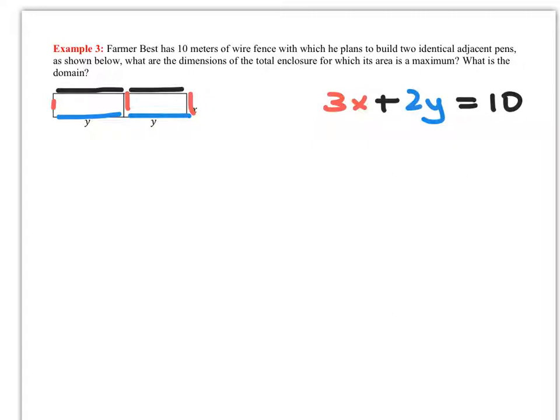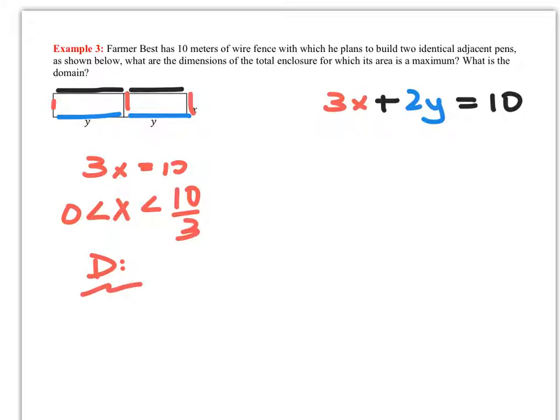Okay, now it wouldn't make sense, right? If I had just 3 x's equal to 10, that would mean y would equal 0, therefore the pen would have no depth. So x has to be less than 10 thirds. If x is less than 10 thirds, then we actually have depth to our pens. X also would obviously have to be greater than 0. So here's our domain for our function.